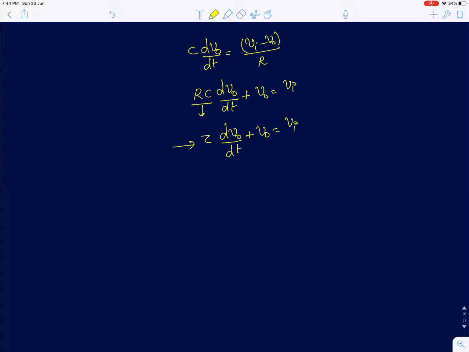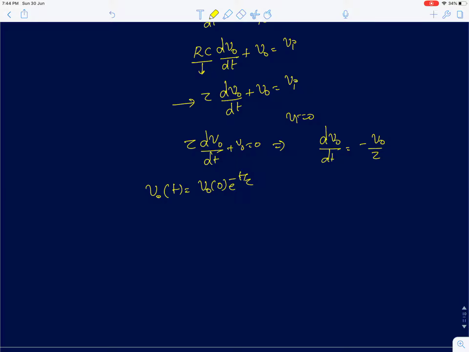Now this is a simple first order differential equation. There is a standard way of solving this. First we assume Vi is 0 and then solve the equation tau dV0 by dt plus V0 equals 0. The solution for this equation is V0 of t equals V0 of 0 e power minus t upon tau. You can very easily see how you get that: dV0 by dt is minus V0 by tau. So the derivative of the signal is proportional to the signal itself with a negative sign. The only function that satisfies that equation is an exponential, and it's a decaying exponential. That's how you get the negative sign here.